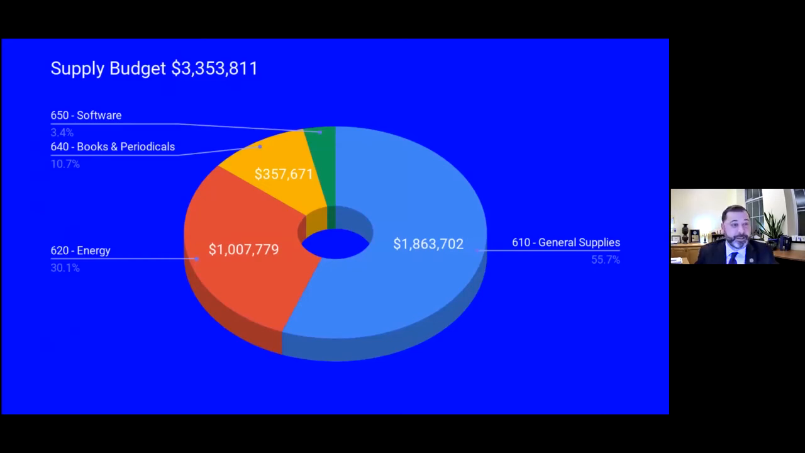Our supply budget, this is our consumables. As you can see, $1.8 million in general supplies. Again, that's department level, building level, art supplies. We buy frogs to dissect, cleaning items, anything you can think of down to pencils and crayons and whatnot are our general supplies.